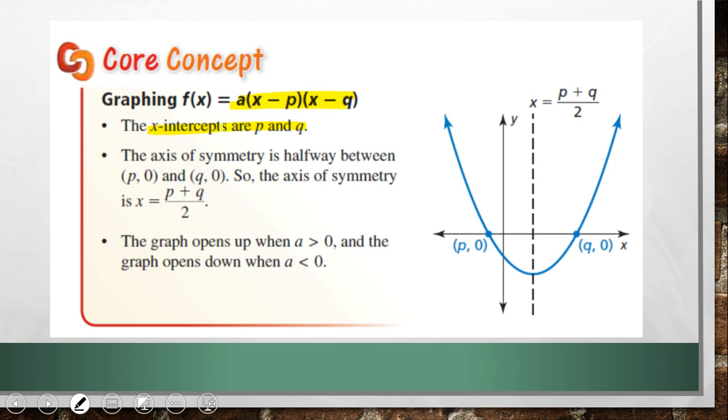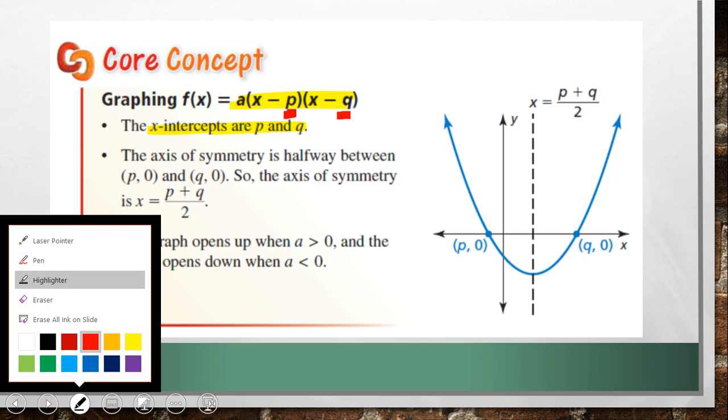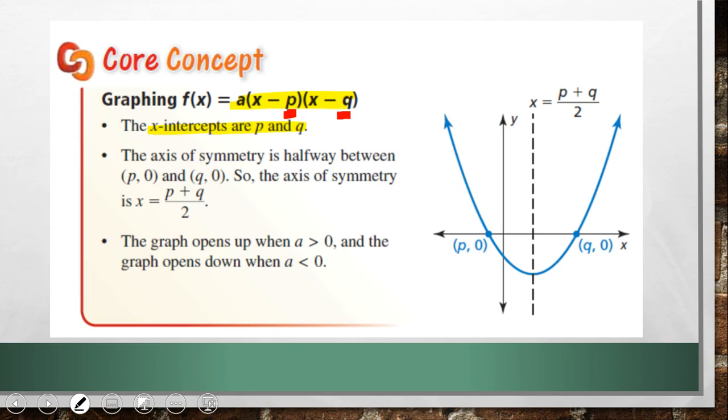Your x-intercepts are going to be your p and your q values. It's sort of like the opposite signs of the values that are in this form right here. Those will be your x-intercepts, where it crosses the x-axis, this point and this point here.